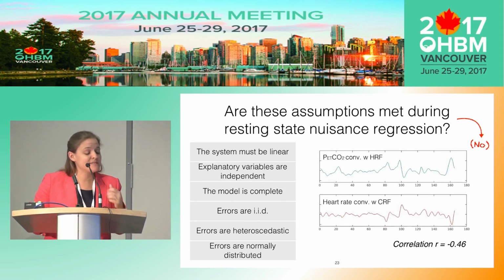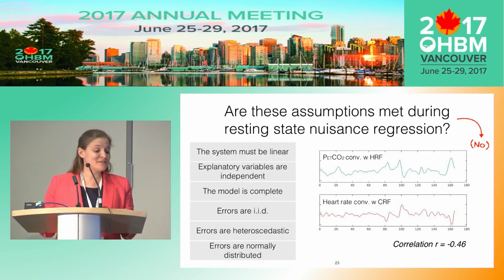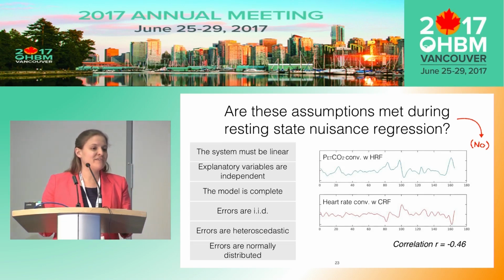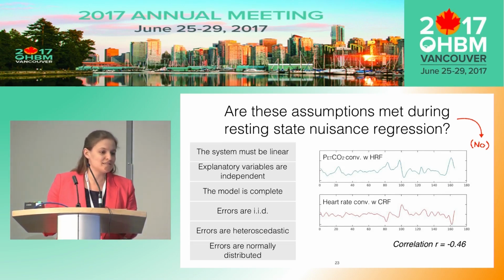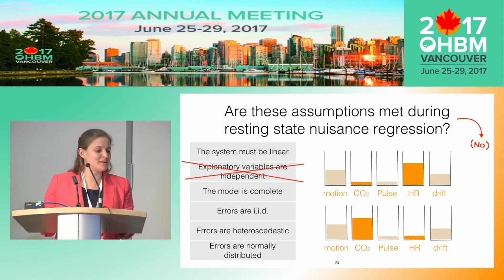So here's an example. This is a CO2 trace and a heart rate trace. These are example nuisance regressors from one participant in one of my own data sets. And you can see, just by eye, they are strongly anti-correlated with each other. As you slow your breathing, your CO2 goes up, but your heart rate goes down. So we know that physiology in a given person will all be related to each other. And if you have more than one physiological regressor, these things are going to be linked. Head motion, if you move in one plane, you're likely moving in another.